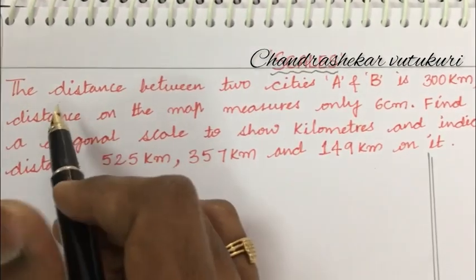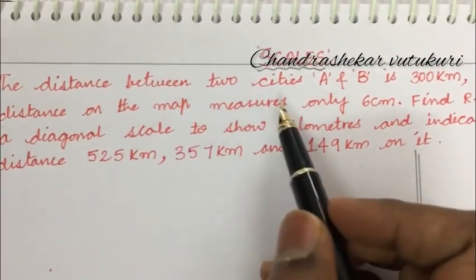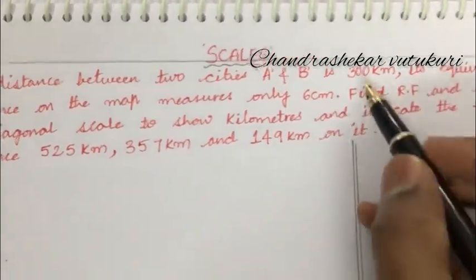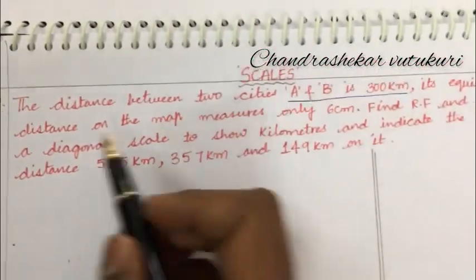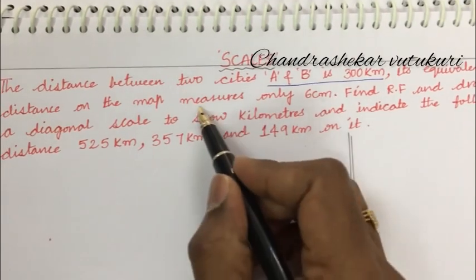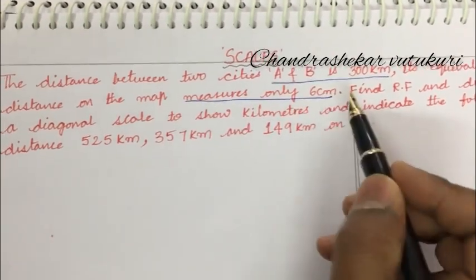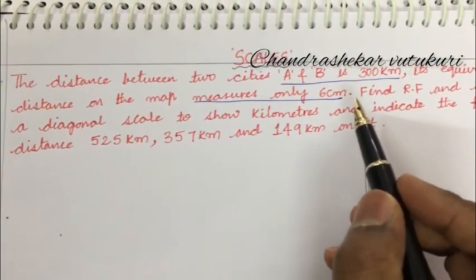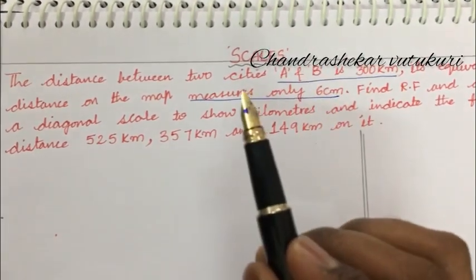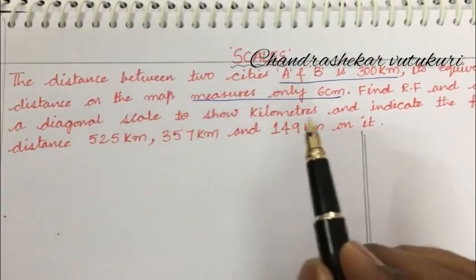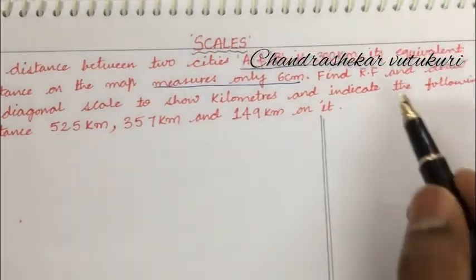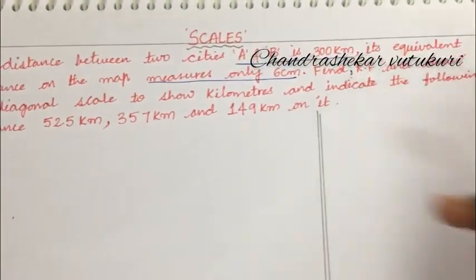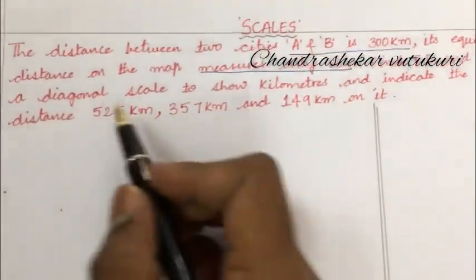Let's jump into the question. The distance between two cities A and B is 300 kilometers. Its equivalent distance on the map measures only 6 centimeters. Dear students, underline along with the pencil in your question paper while reading the question, so that it makes understanding very easy. Find the RF and draw a diagonal scale.